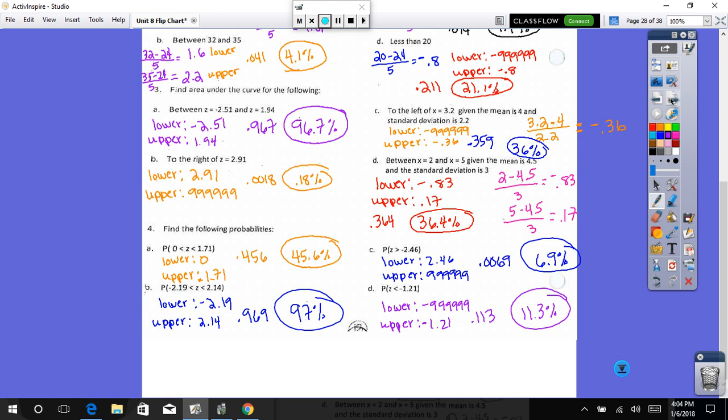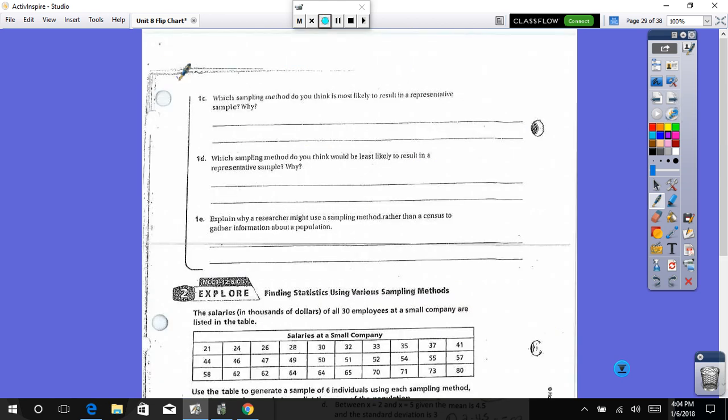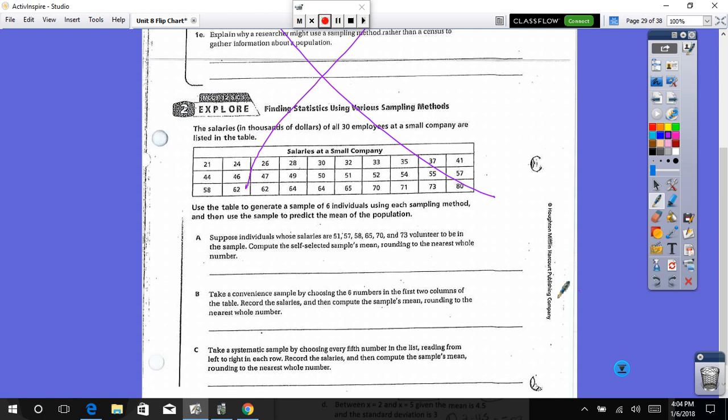You're about to love me because page 14, you do not have to do. That accidentally got put in there and it's missing stuff, so it's not even possible to do that page.